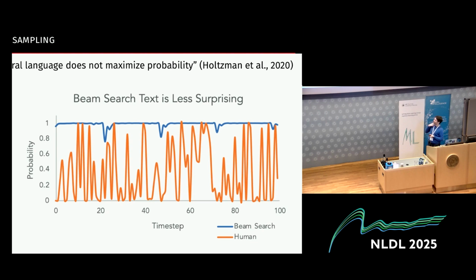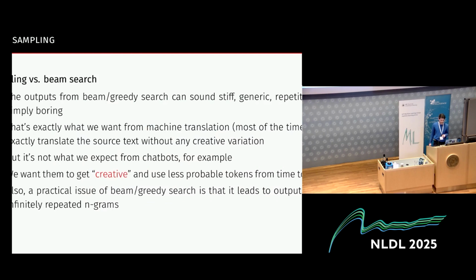So when we have a look at the estimated probability of text generated by beam search and text actually generated by humans, we see that the probability of the words by humans is much different. Sometimes humans follow the beam search, but other times they just say something totally unexpected out of the blue, and that's kind of what makes natural text sound natural. So we would like to do this too, and we can do this by random sampling.